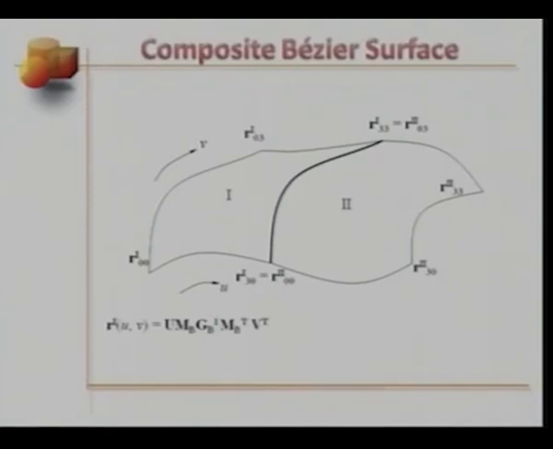From what we know from before on bicubic Bezier surface patches, the first patch, R super 1 in U and V, can be written as U M sub B G_B super 1 M_B transpose V transpose. And likewise, the second patch, R super 2 of UV, can be given by U M_B G_B super 2 M_B transpose V transpose. Now let's look at positional continuity.